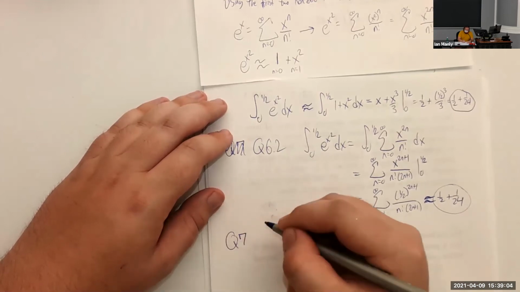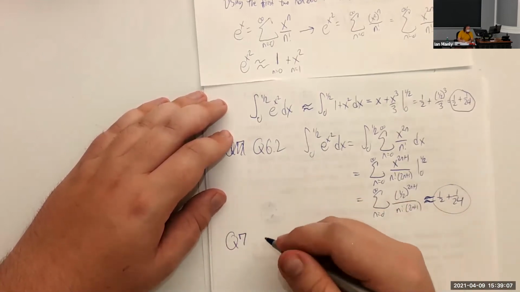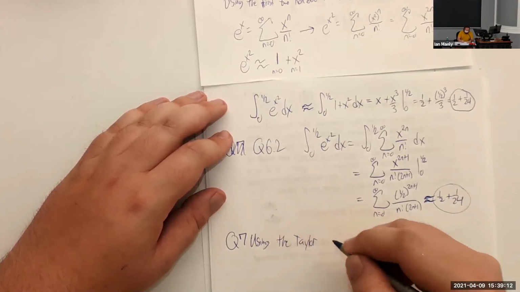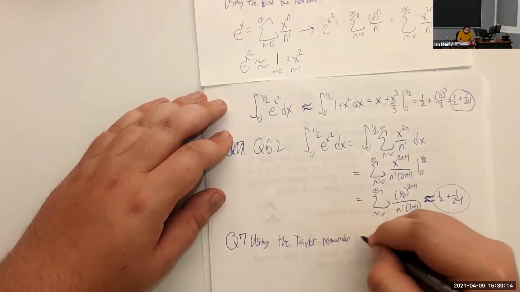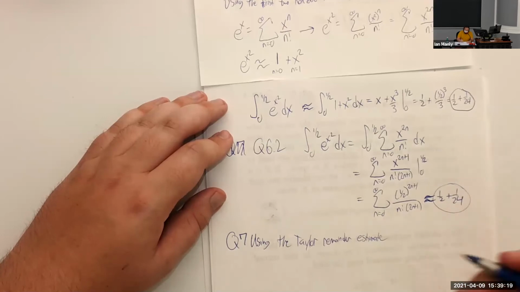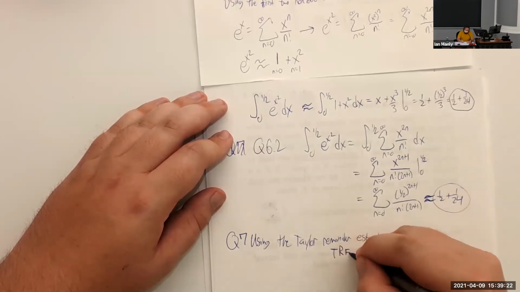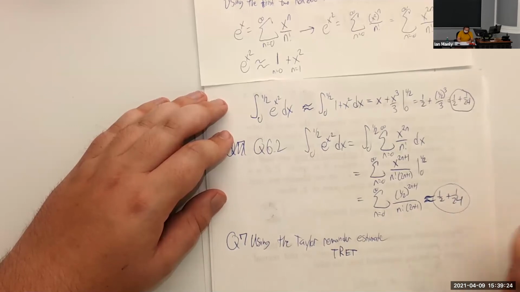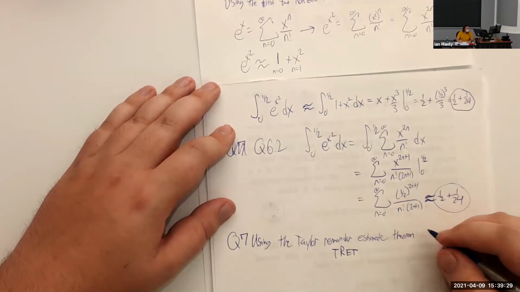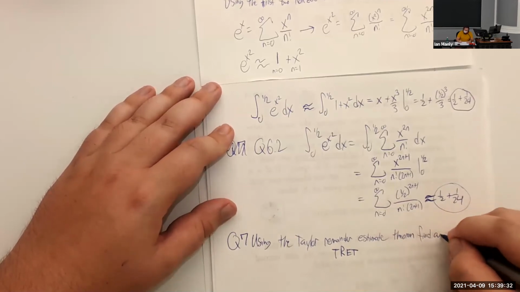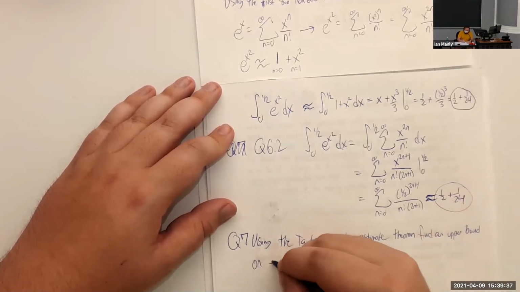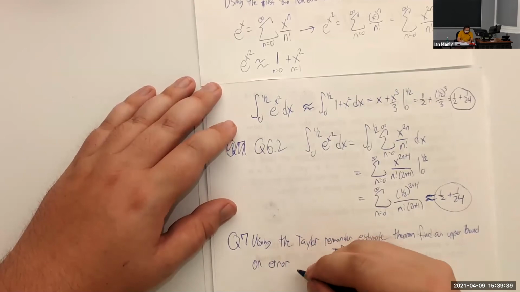So the next part of the question asks, using the Taylor remainder estimate, I guess we could abbreviate this one as T-ret, like that, I don't know. Using the Taylor remainder estimate theorem, find an upper bound on the error for the previous problem.